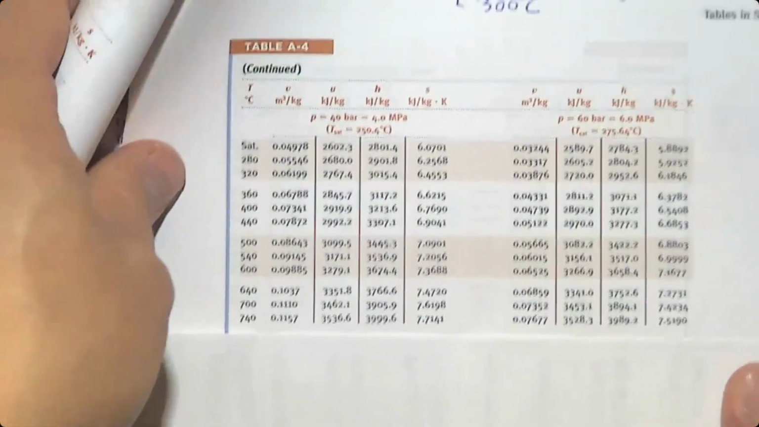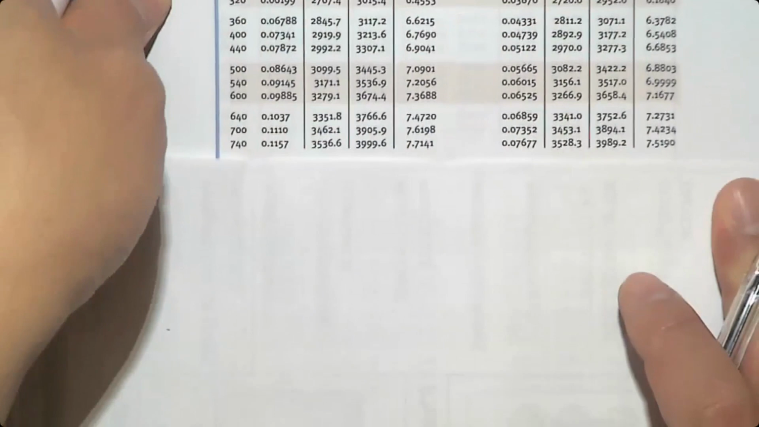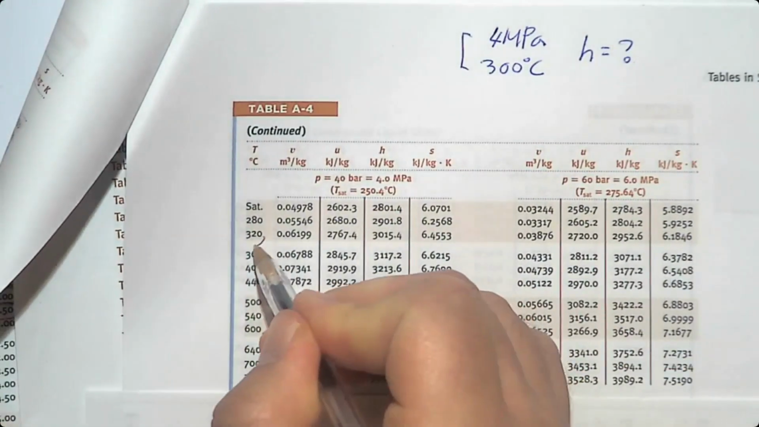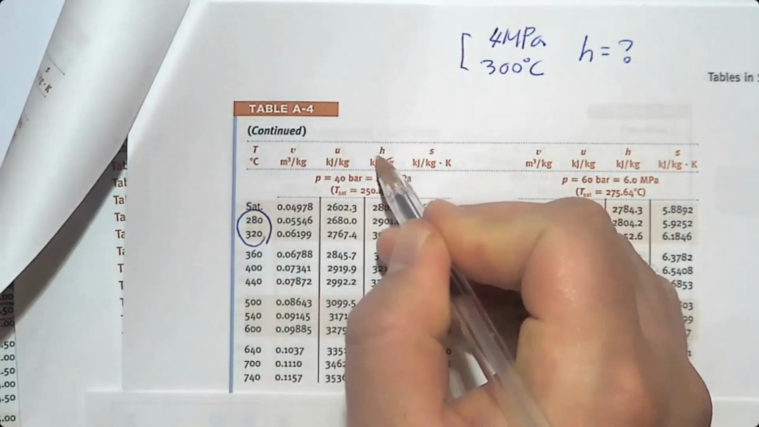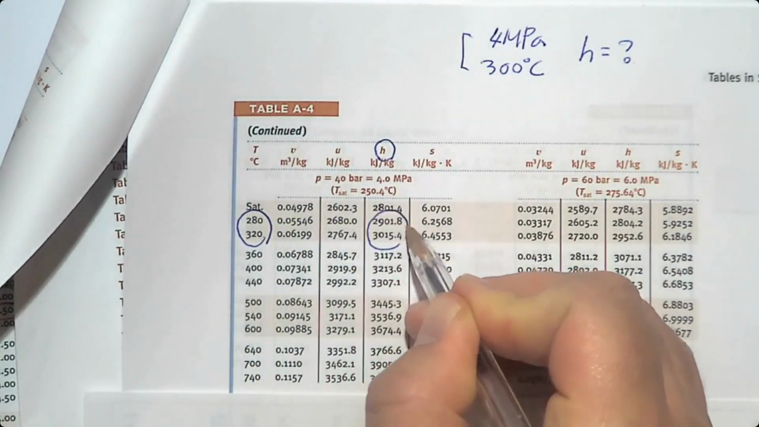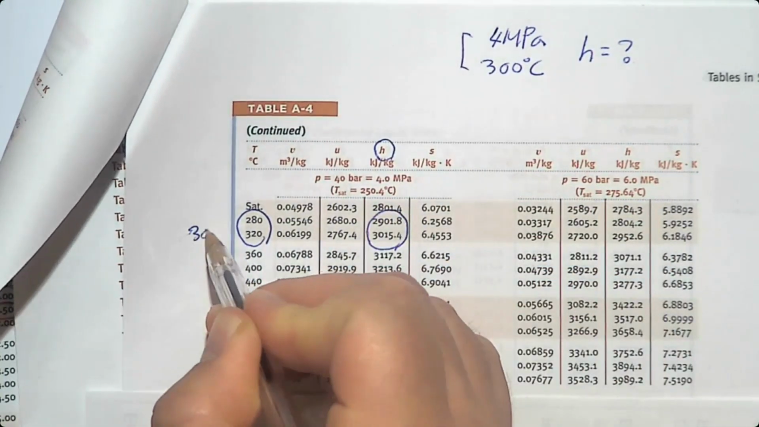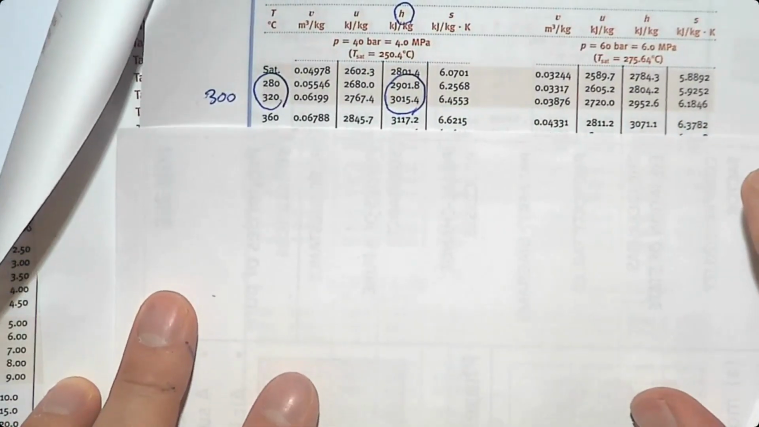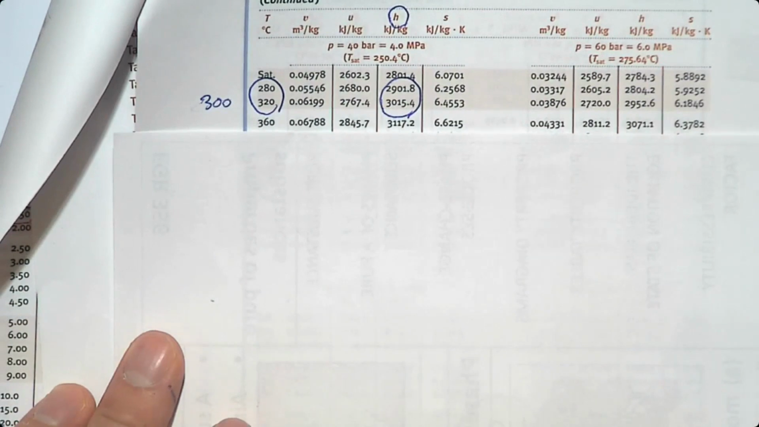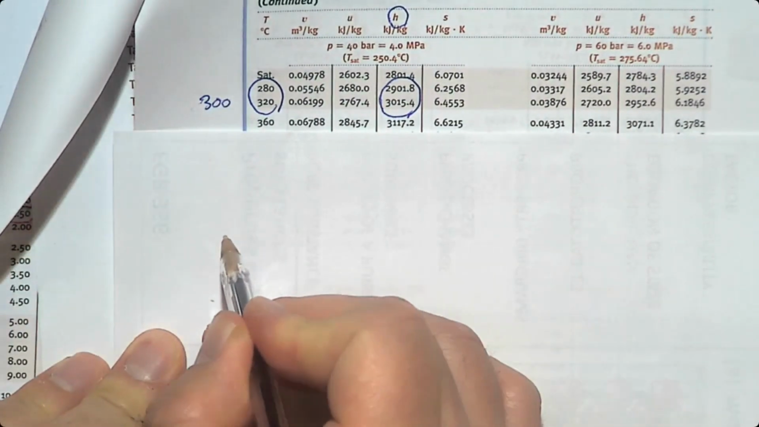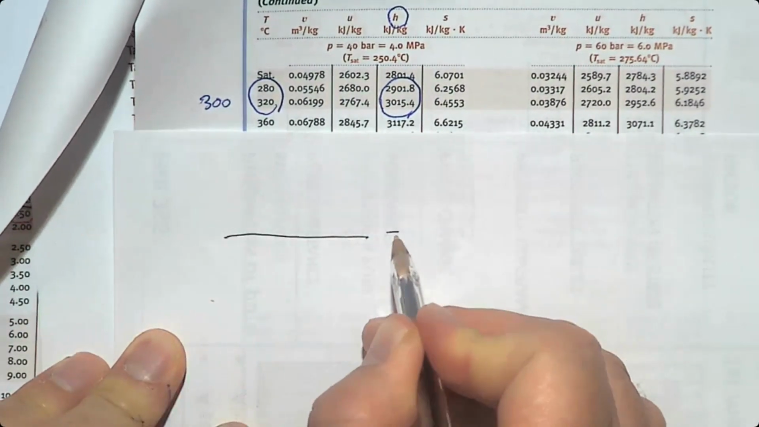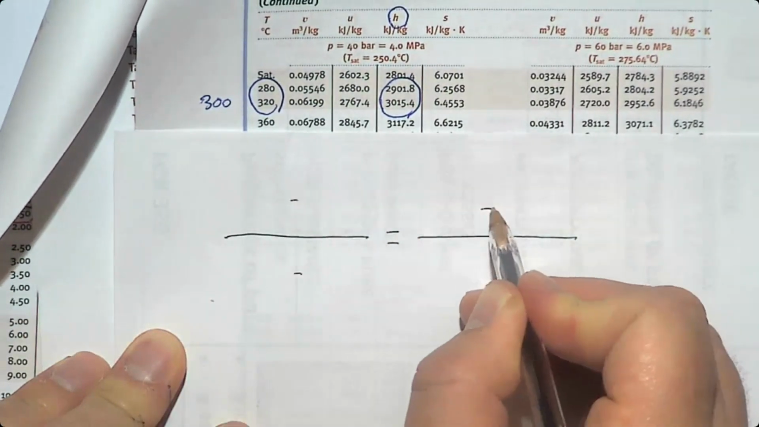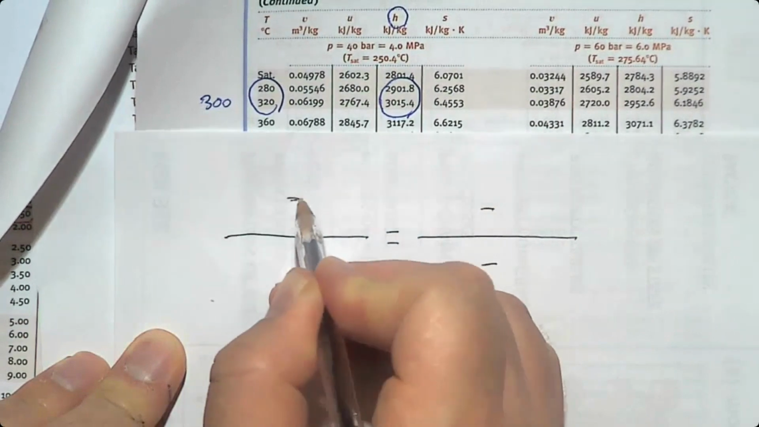Let me show you how to do a linear interpolation. So it's going to be 300 between these two numbers. We want to determine H, so it's going to be between these two numbers. So we want to evaluate H at 300. This is how you do a linear interpolation. There are many different ways. This is just one of them, but I found it is simpler than the others. So I recommend you use this one.